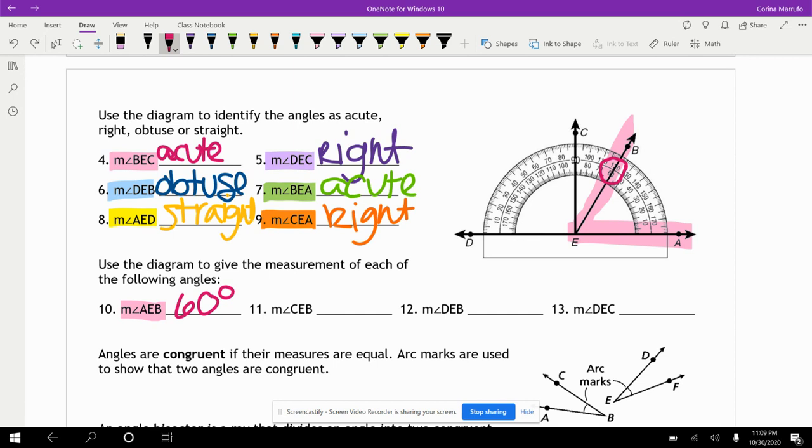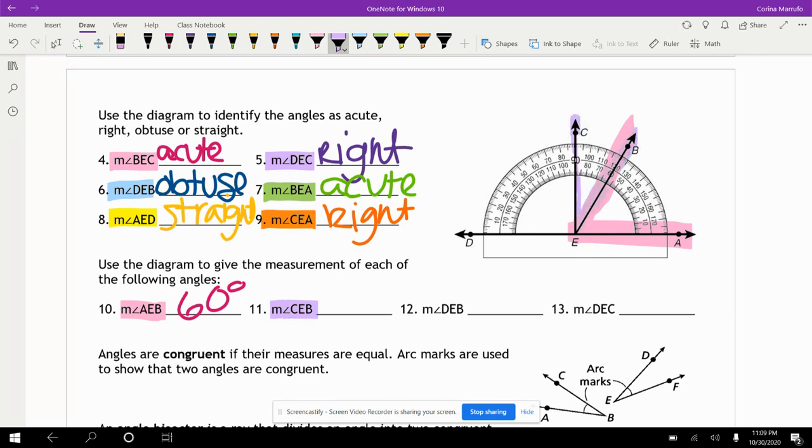Let me go ahead and erase all those markings so it doesn't look super messy for the next one. Oh, I didn't realize I erased the 60. All right, the next one says CEB, so from C to E to B.